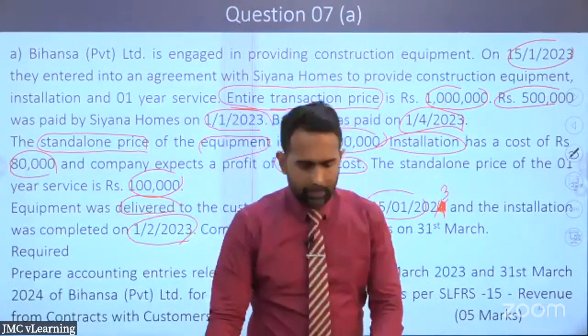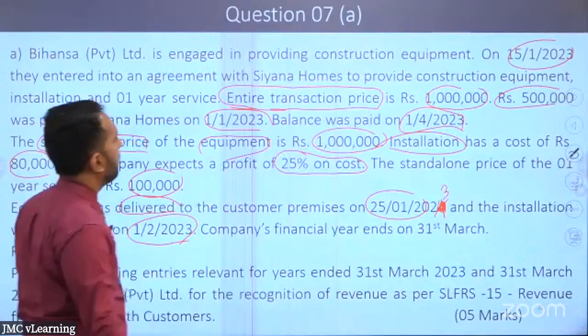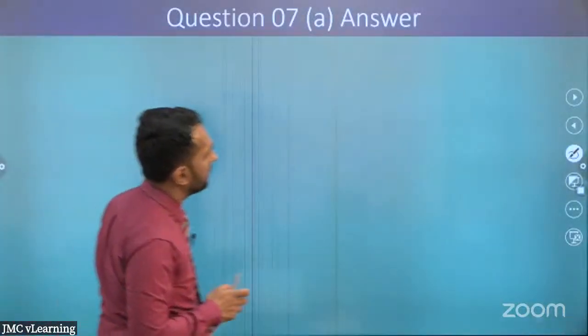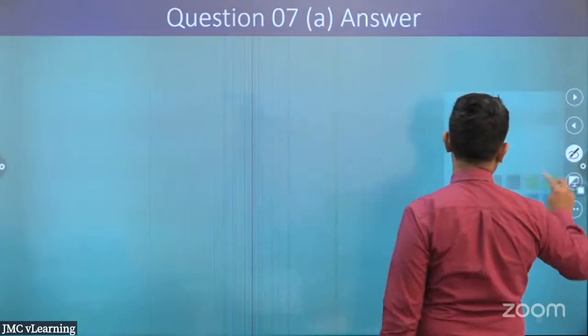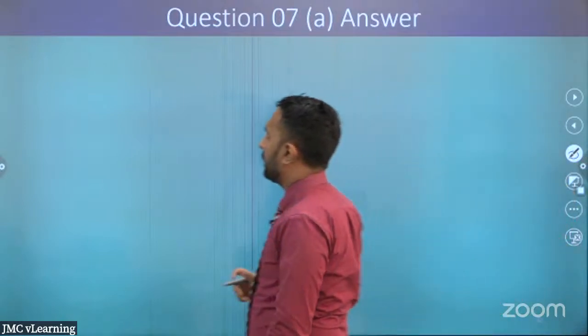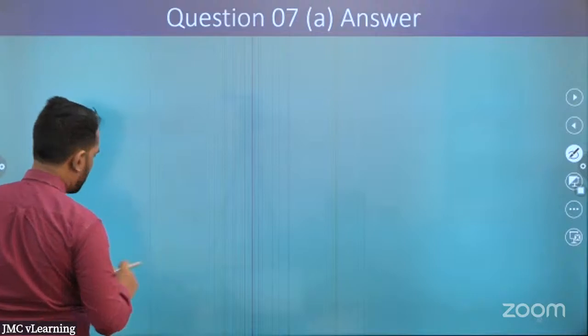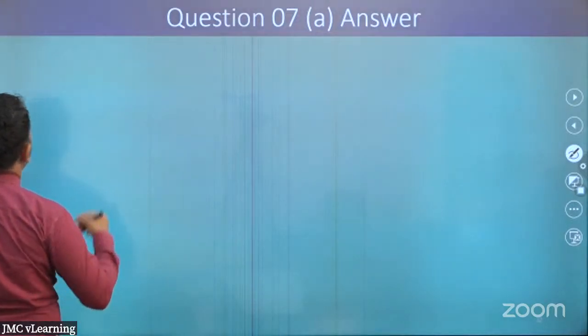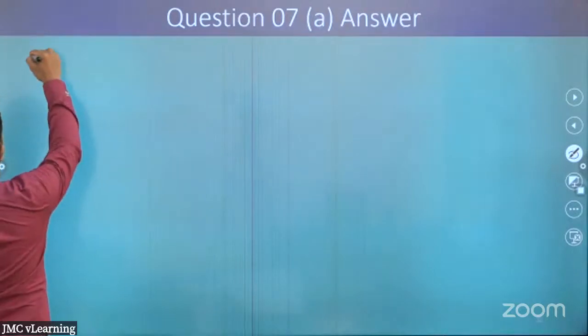Okay, right, let's see how to tackle this question. Lamai, in this question, first of all, you need to separate the discount among the performance obligations. So let me put a small working here.